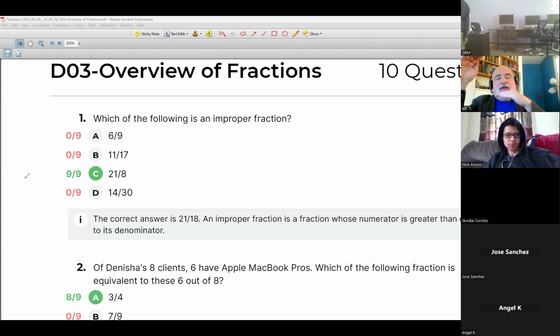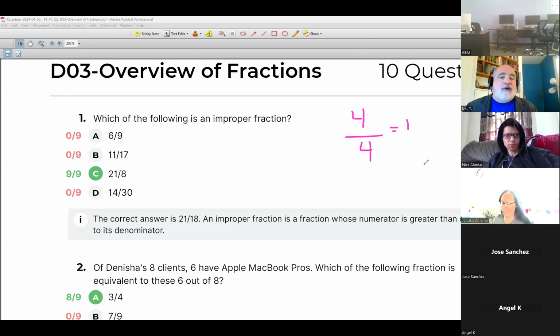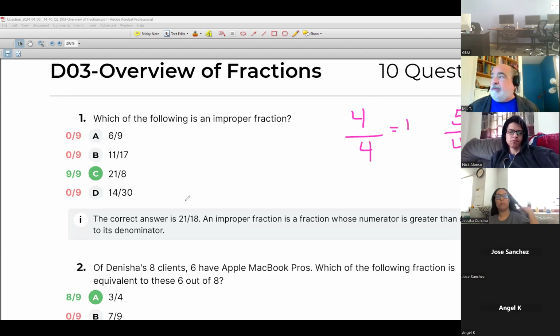The top is bigger than the bottom, meaning it's more than 1. Or if they're equal to each other, that's still improper, right? So if you have something like 4/4, which equals 1, that's an improper fraction, because a proper fraction has to be less than 1. Or if you have greater than, so 5/4 is also an improper fraction, which is like 1 1/4. So those would be 2 examples of improper fractions, either equal to 1 or greater than 1. You could still work with it mathematically, but it's an improper fraction.